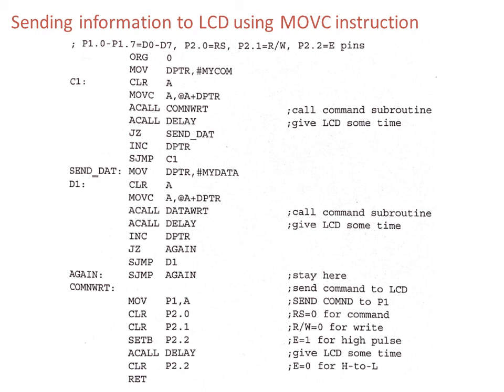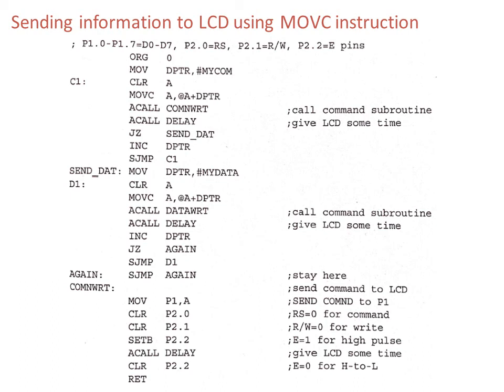The next instruction is CLR A, that is clear accumulator, so that clears the accumulator content. Then MOVC A, @A+DPTR. DPTR holds the value we need to send to LCD. The accumulator content is 0, so the content at that position, A plus DPTR, is moved to the accumulator. That means the content of the accumulator, in our case, is 38H only.